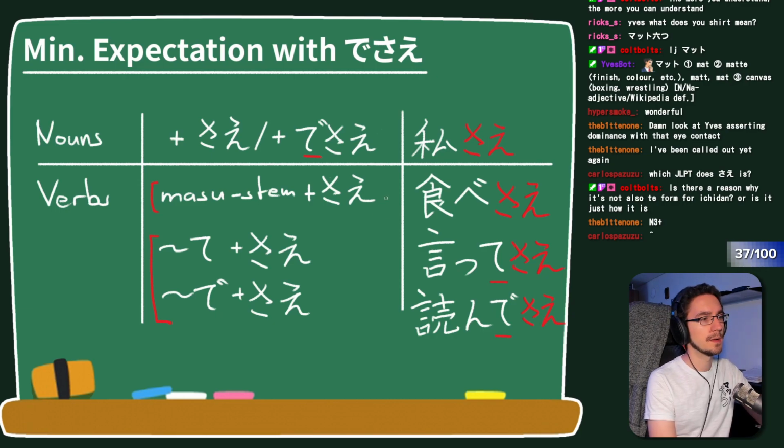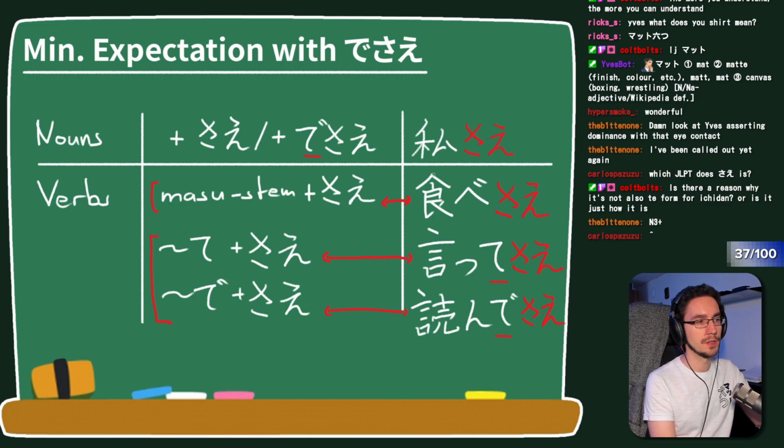No, this is just, maybe it wasn't quite clear, but this is supposed to be the equivalent to the must stem, and then these two here are supposed to be these. There is no reason why you couldn't have tabete sae. That's fine. You can have the te form for Ichidan and Godan verbs, it doesn't matter. This is just to illustrate one for each of these.